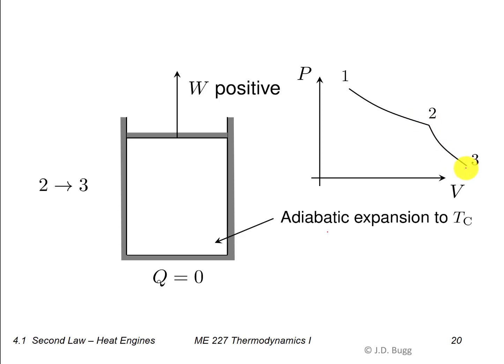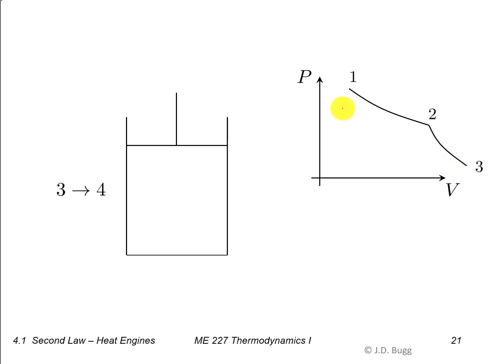Now we need to turn around and start reducing our volume. Remember, our goal is to get back to this spot along a path that is below this one. So we've managed to get down to a lower temperature. Now we need to turn around and get back there. So in this particular cycle, the way we do that, so now we're talking about the next process from 3 to 4, is we remove the insulation again. So now we have no insulation and we start to recompress.